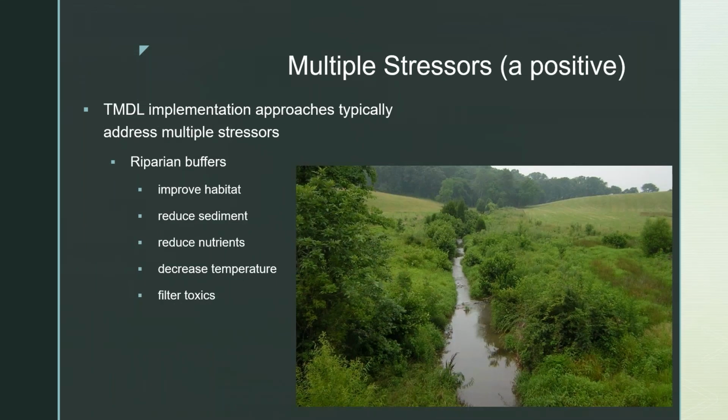Now there's a positive to having multiple stressors as well. And that's because most of our tools that we have to implement TMDLs actually work on multiple stressors as well. Things like improving riparian habitat and riparian buffers. Those improve habitat, they reduce sediment, they reduce nutrients, they decrease temperature, they filter toxics. So a lot of our tools that we have in TMDL implementation actually do deal with multiple stressors. So that's a positive on the good side.